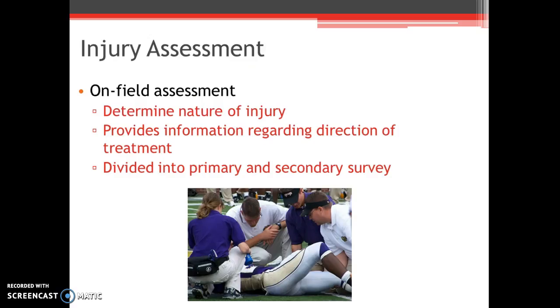All right, so we have different types of injury assessments. First one I wanted to talk about is on-field assessment. This is what an athletic trainer is going to do. Some orthopedic physicians and athletic trainers are going to be the ones primarily responsible for the on-field assessment. This is going to determine the nature of the injury, basically provides us information regarding the direction of treatment, what needs to happen next, and it's divided into primary and secondary surveys.